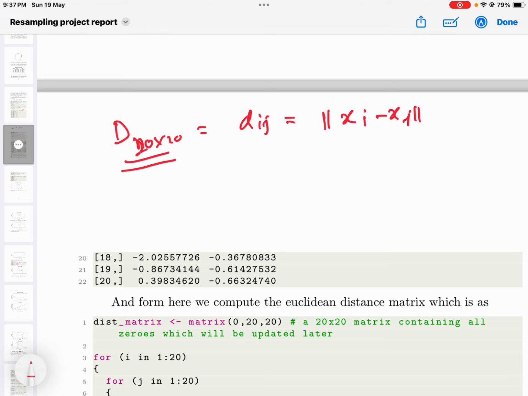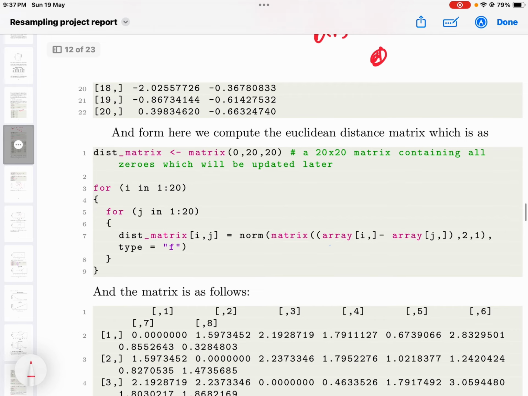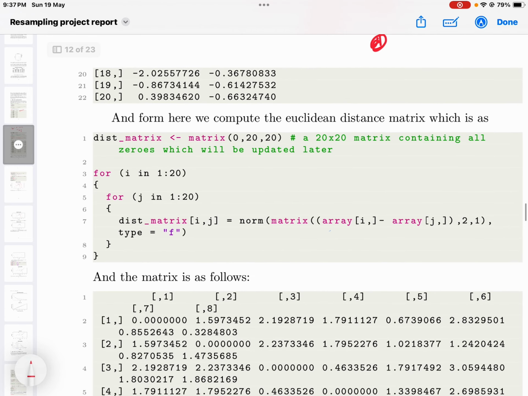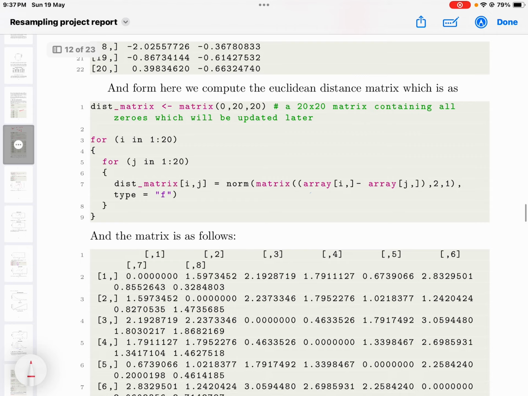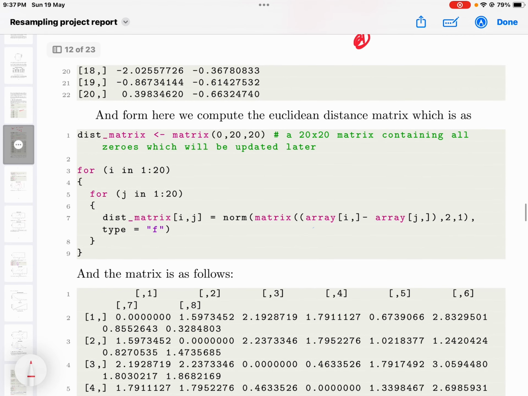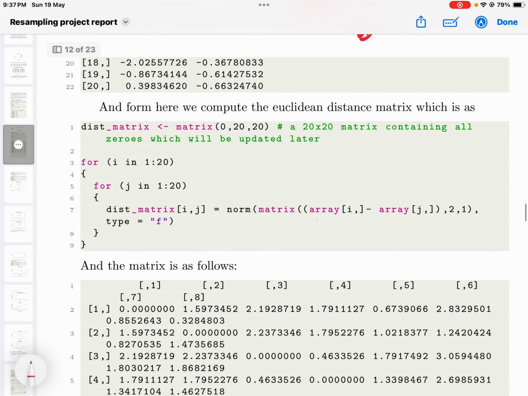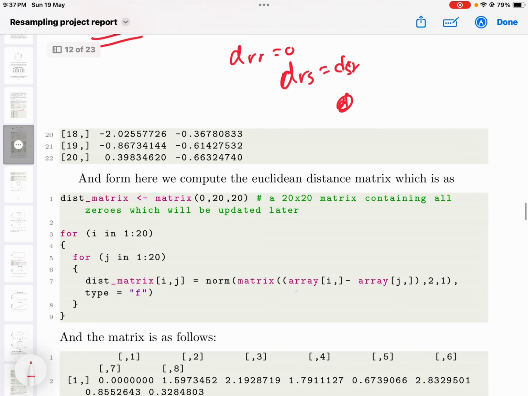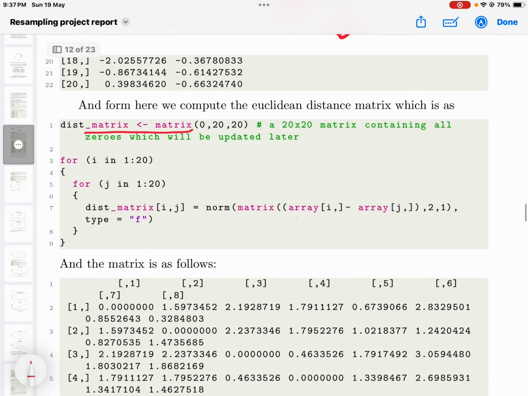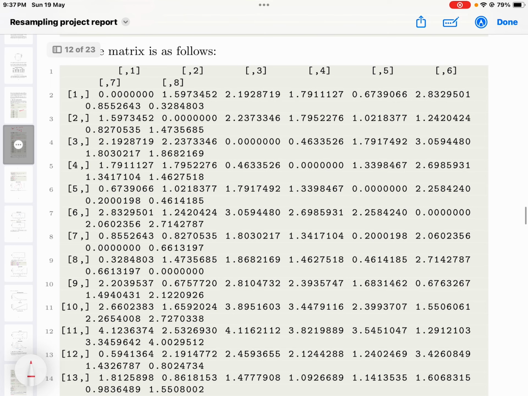Dissimilarity matrices are matrices with non-negative elements, with d_rr equal to 0 and d_rs equal to d_sr. So this is a dissimilarity matrix, and for classical MDS solution, from the dissimilarity matrix we look for a set of points which satisfy that dissimilarity matrix. From this set of data, I calculated the dissimilarity or distance matrix, and this looks like this. We can see that the distance between same points is 0 and the distance between different points is positive.